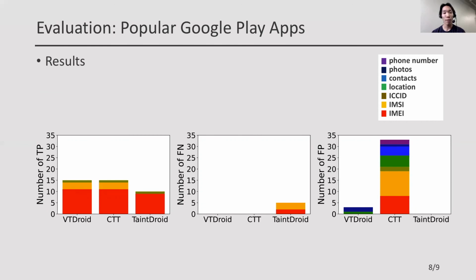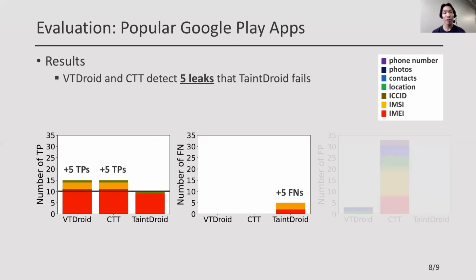The graphs from left to right show the numbers of true positive, false negative, and false positive, respectively. The colors indicate leaked information such as IMEI and phone number. The graphs in the left and center indicate that VTDroid and CTT detect 5 leaks that TaintDroid fails to detect. VTDroid detects the leaks with memory operation tracking.